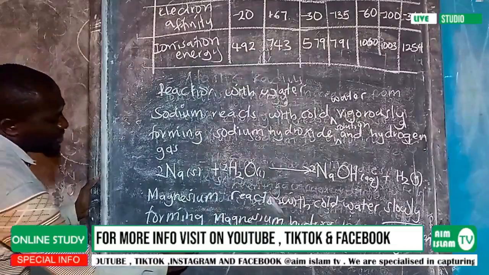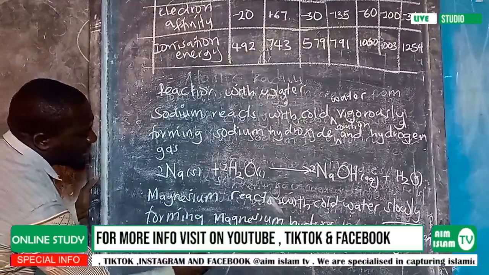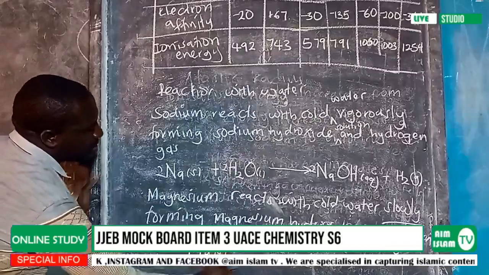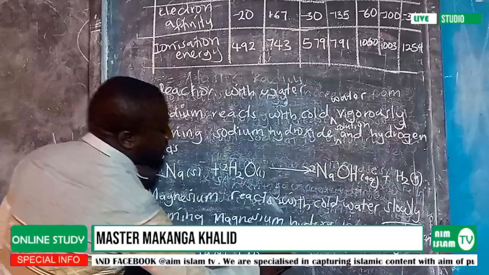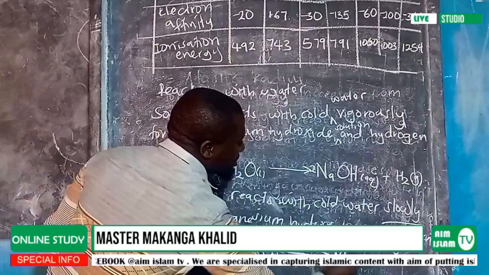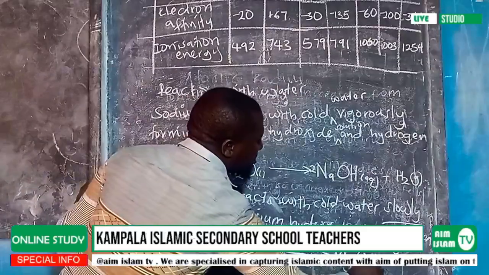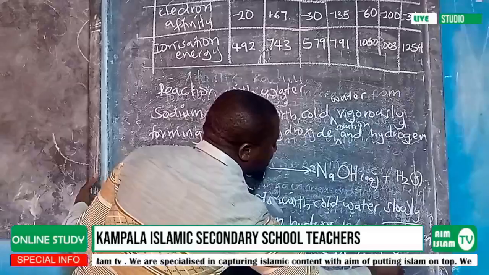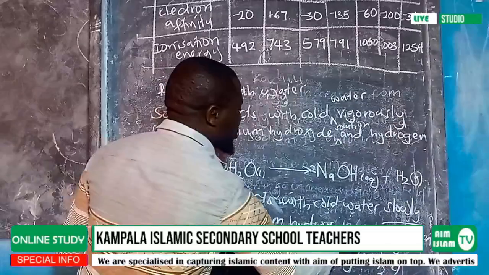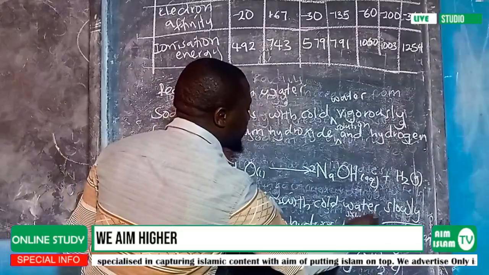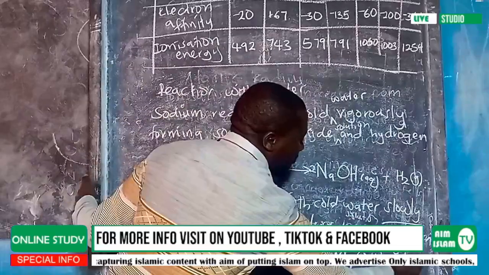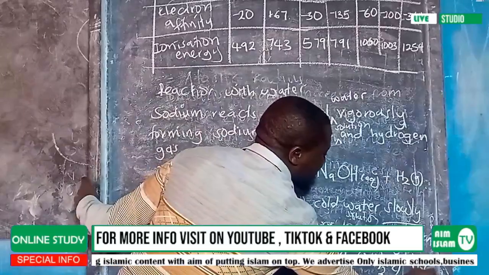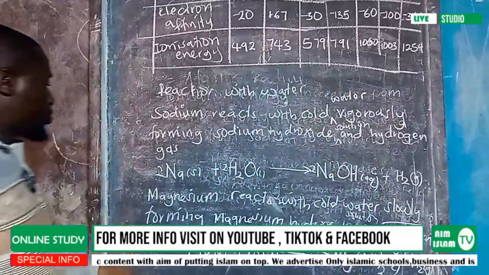So in that reaction, this is magnesium, a solid. It reacts with cold water slowly, forming magnesium hydroxide. Magnesium hydroxide is a solution, magnesium hydroxide solution. So solution is very important. It is soluble, but this time it is slow to form, plus hydrogen gas. Then you need to balance.